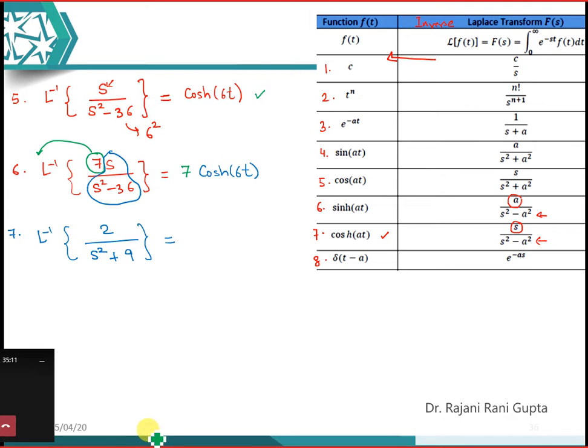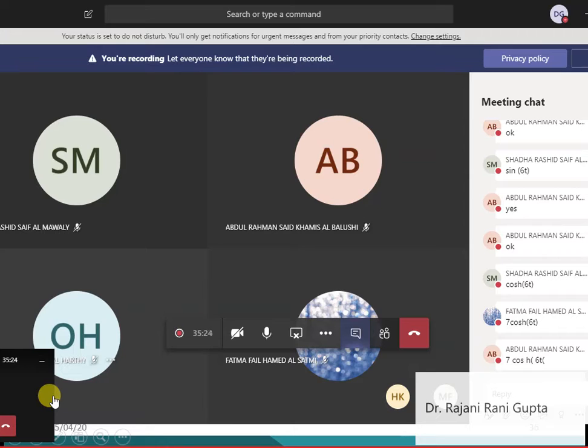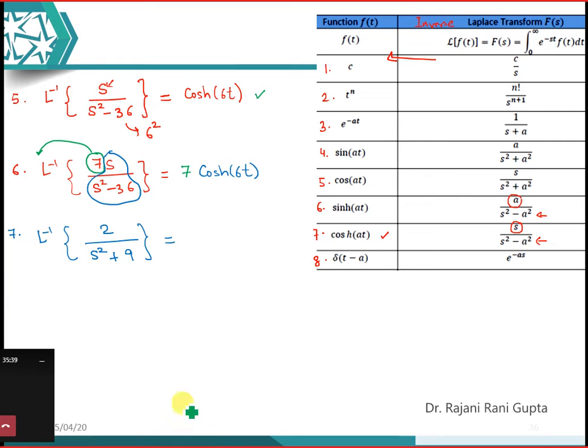First of all, you have to check which rule is working for this: 2 over s square plus 9. So out of 8 rules, which rule is working? Rule number 4, correct. Okay, sin 80, fine. Then, what is the requirement of that rule? This is correct, that you are going to work with this rule.